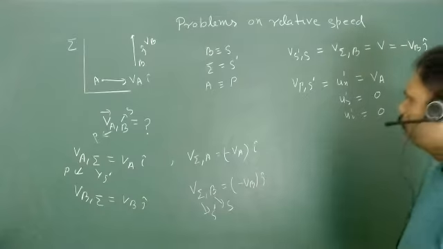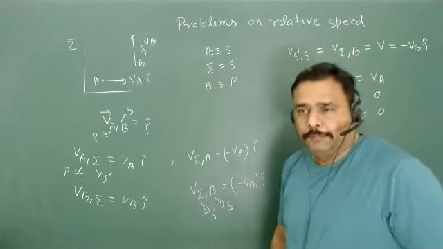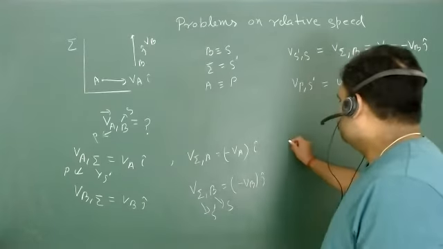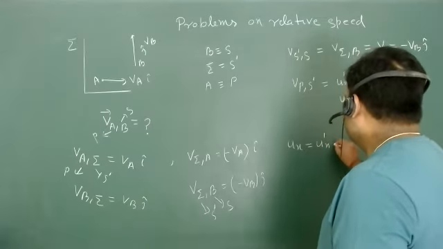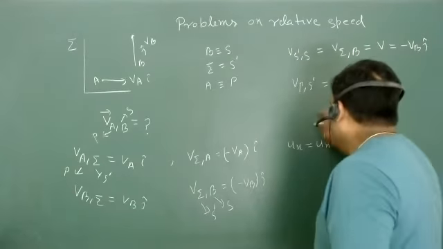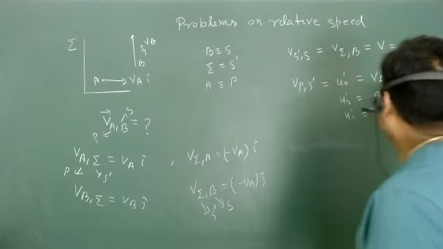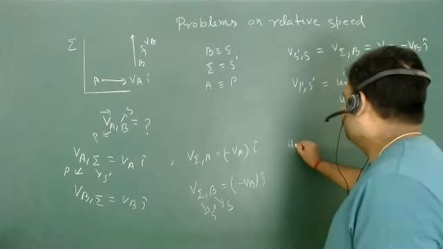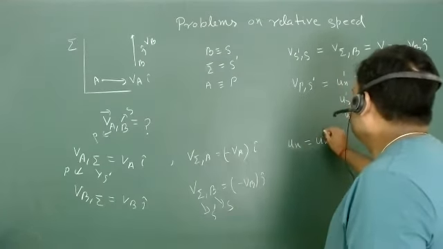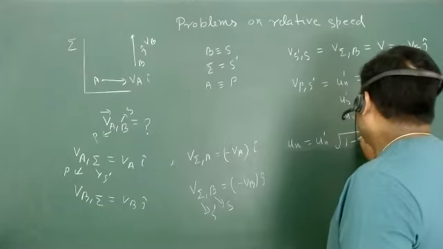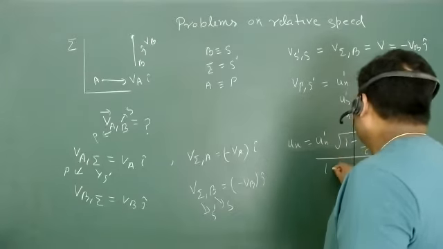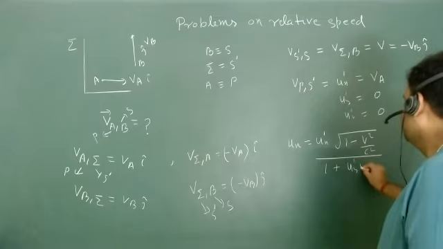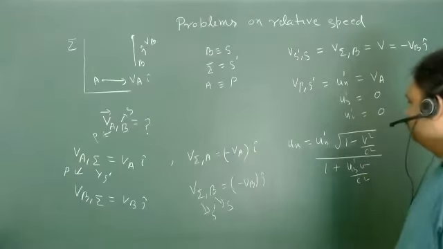So now we have to go for a simple relative speed formula. And what is this relative speed formula? Ux is equal to ux dash, sorry, we have to go for the y relative speed formula. So you have ux is equal to ux dash root under 1 minus v square upon c square, and here we have 1 plus uj dash v upon c square, isn't it?